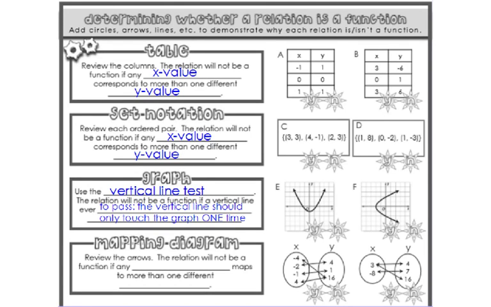This video is for determining whether a relation is a function. So for a table, we're going to review the columns. The relation will not be a function if any x value corresponds to more than one different y value. So if we look at these tables here, we're going to determine whether they're a function or not.